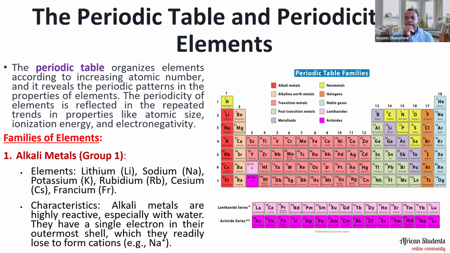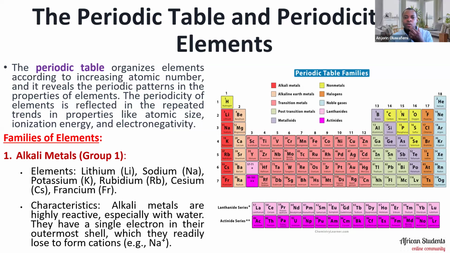If you look at the diagram at the right-hand side of my screen, one of the things that you see is that you see different elements arranged, and then you can see different families also. And if you look at the first one there, we call them the group 1 elements or the alkali metals.